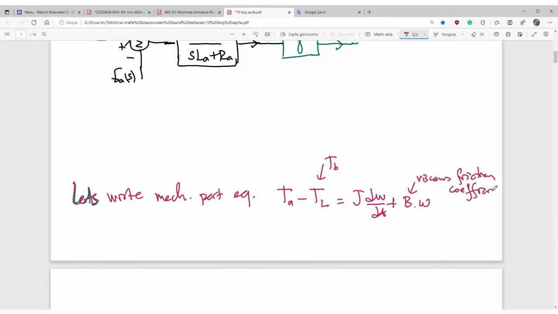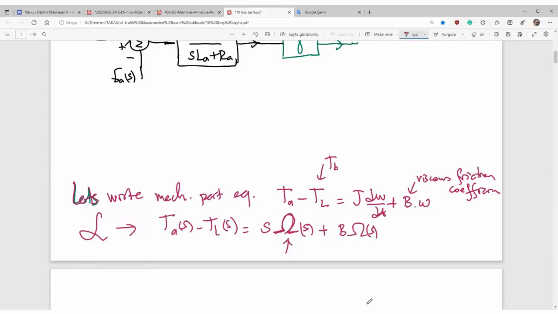Okay, now let's write the Laplace equation. TAS minus torque load TLS is equal to, Houston, S times the capital omega plus B omega S.